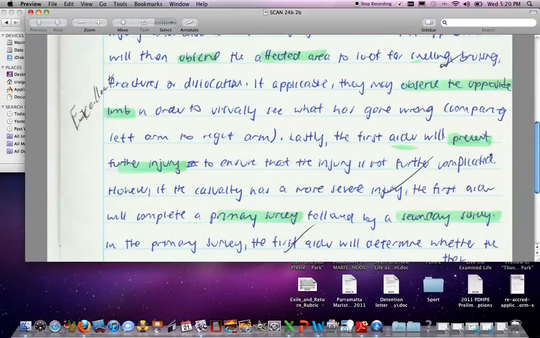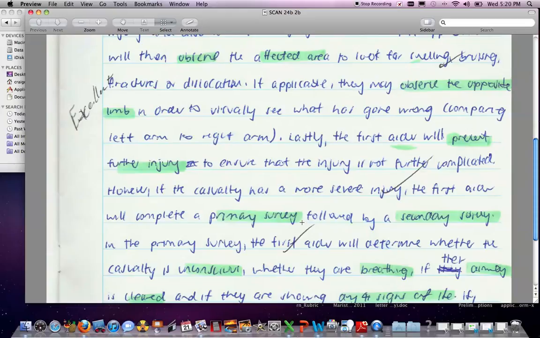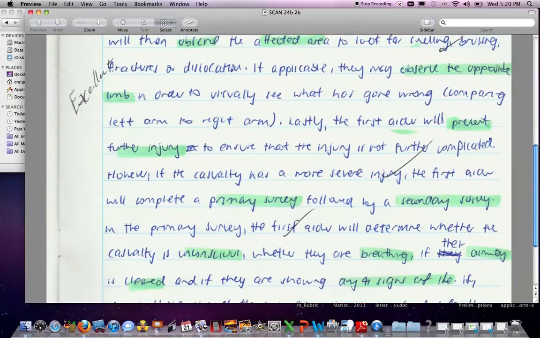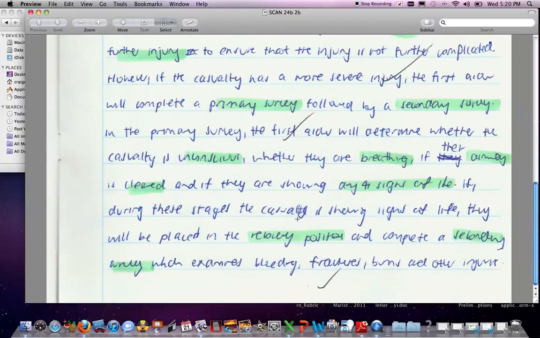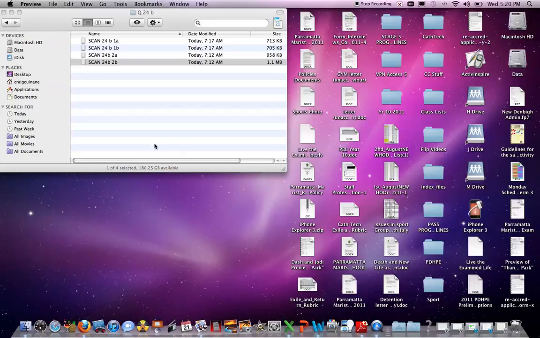Continues through the answer, doing the primary and the secondary survey, looking at the signs of life, finishing with the recovery position. So again, a strong answer there.